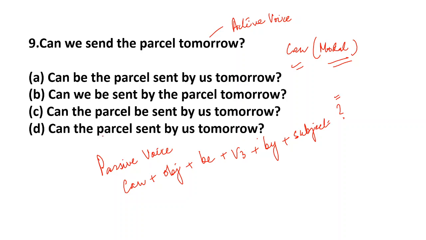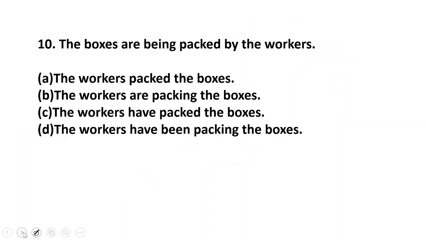So here you see, can, then the object. The object is the parcel. So can the parcel, then be, then V3, then by, and then of course the subject. So this is the correct answer. Very easy, no? Very tricky. If you take active passive in this way, you will always be correct.